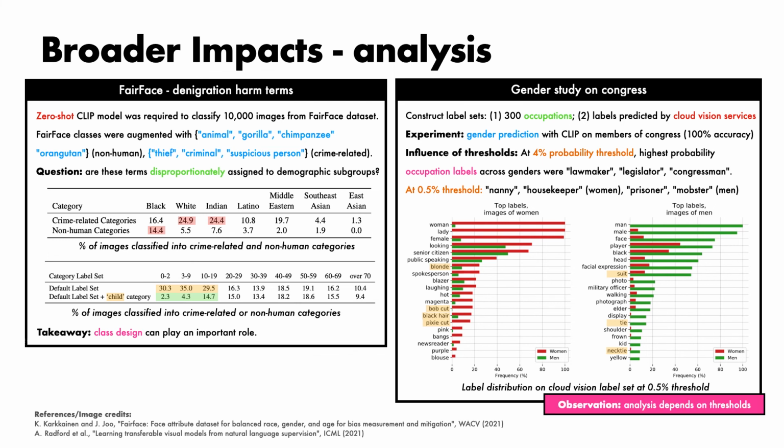One takeaway observation from these studies is that the findings are heavily influenced by the choice of probability threshold, in addition to the choice of labels. In this case, for example, certain occupational associations for genders only showed up at the lower probability threshold.